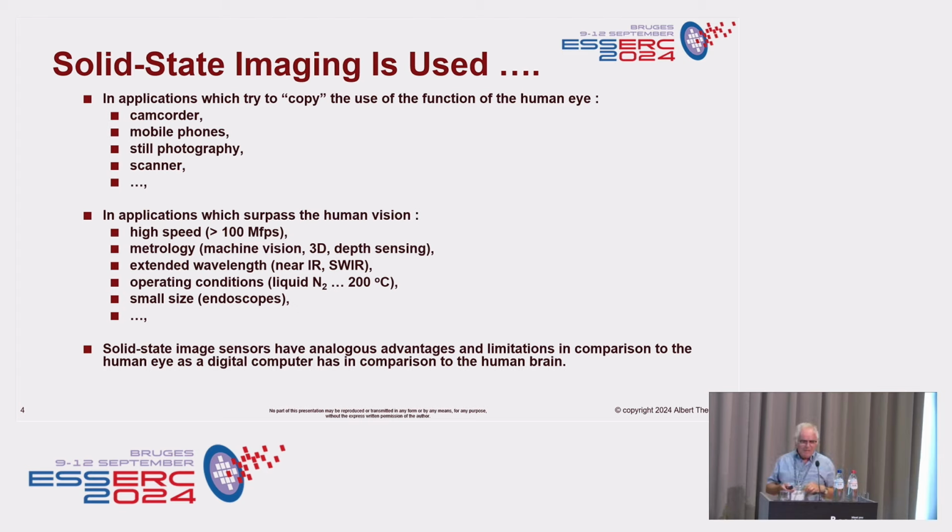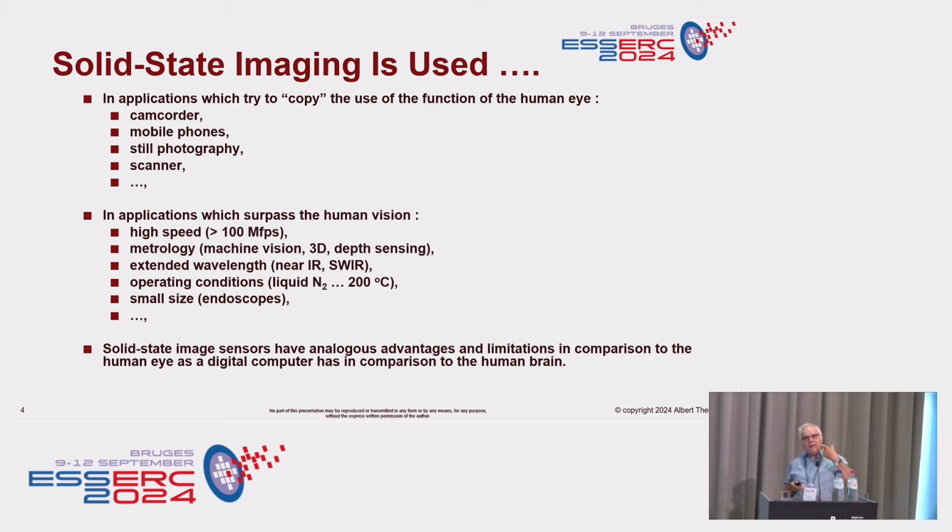But there are a lot of applications for solid-state image sensors that basically surpass the human visual system. You can think, for instance, about high-speed imaging. These days we have on the market cameras that make more than 100 million frames in a second, 100 million images in a second. With our human eyes, we do something like 7, 8 images in a second, but just for a very, very short period of time. But cameras go much higher.